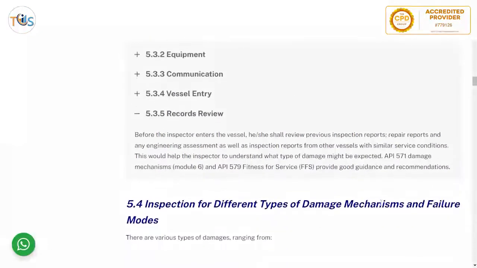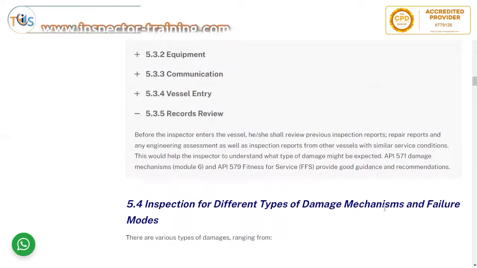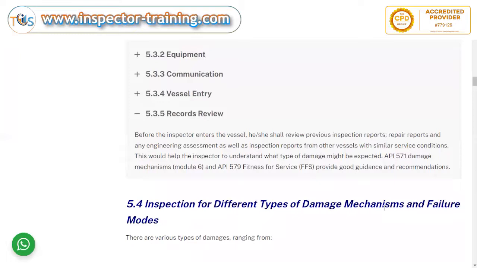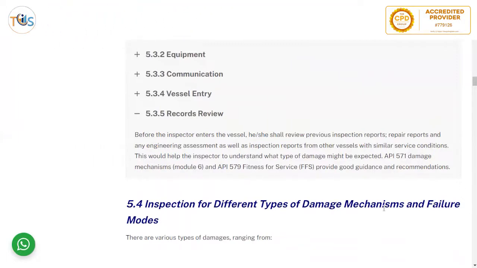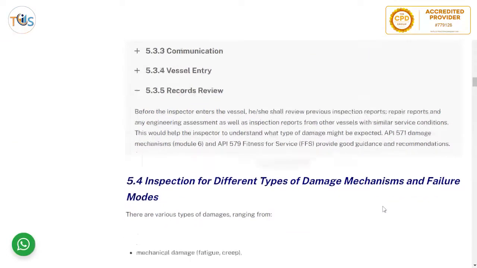Record review. Before the inspector enters the vessel, he or she shall review previous inspection reports, repair reports, and any engineering assessment, as well as inspection reports from other vessels with similar service conditions. This would help the inspector to understand what type of damage might be expected. API 571 damage mechanisms that we covered in Module 6 and API 579 Fitness for Service, FFS, provide good guidance and recommendations.